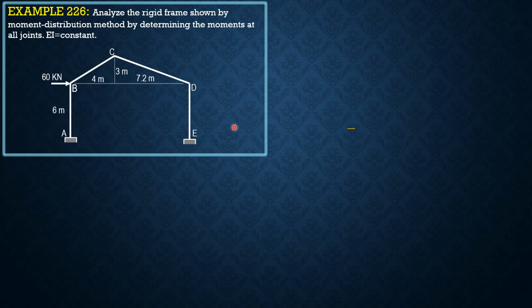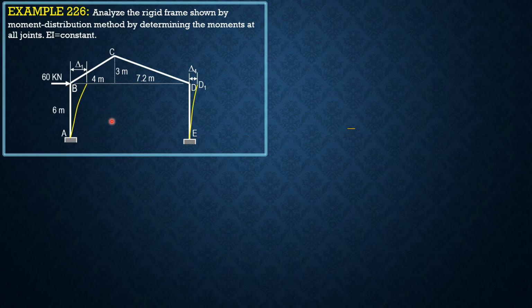In general, this will be the deflected shape of the frame. So that's delta 1, this is delta 4. The reason why delta 4 has lesser sideway displacement compared to the sideway displacement at B is because the load is closer to, or acting at, B.